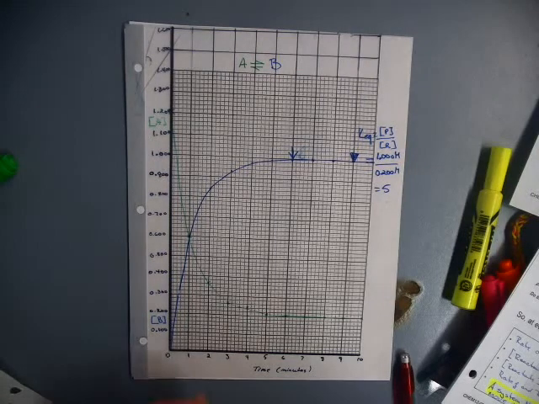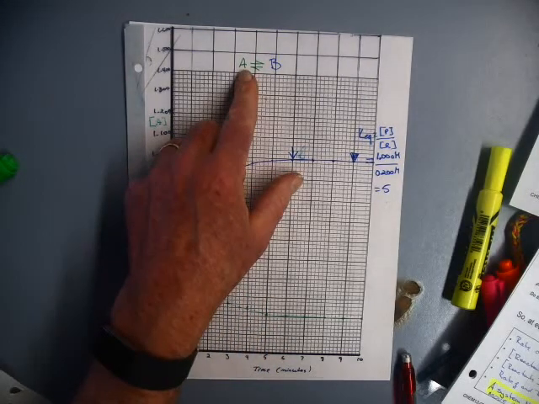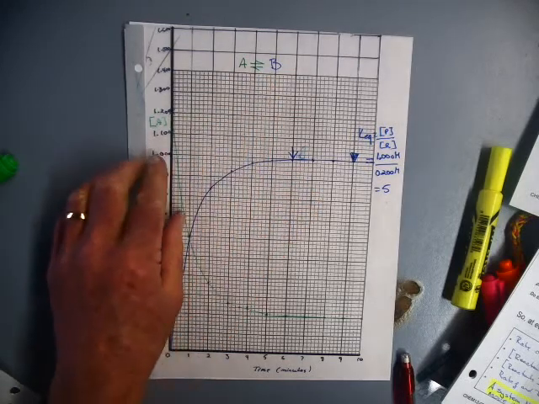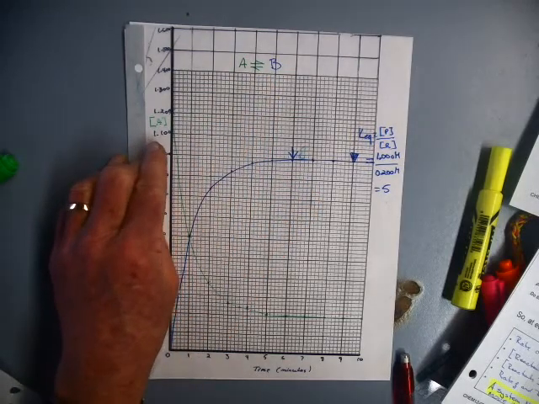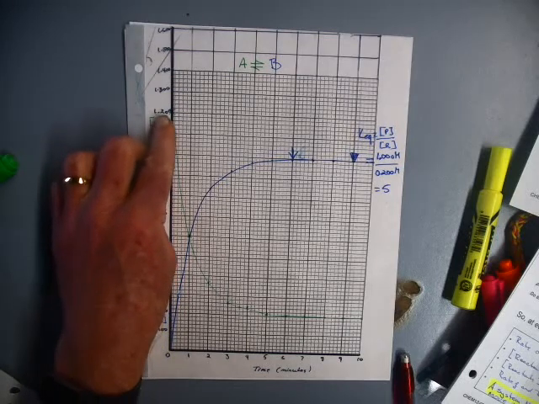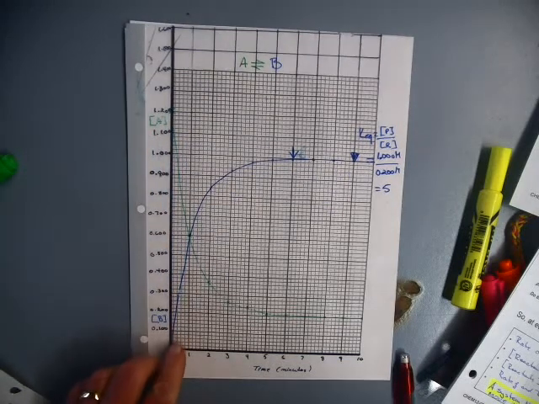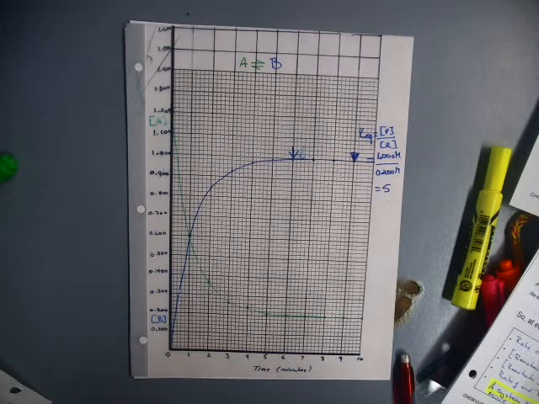Okay, so this is what it looks like, where I've got A in green and B in blue. If you look here, at time 0 we're at 1.200 molar of A, and we're at 0 molar of B. Now we let the clock run.